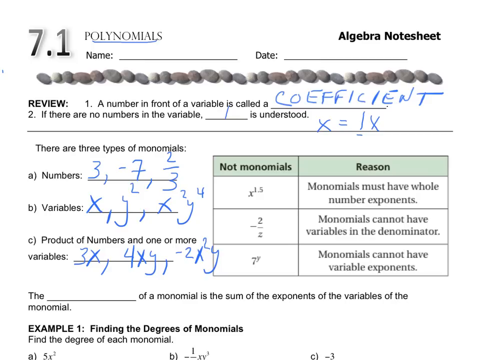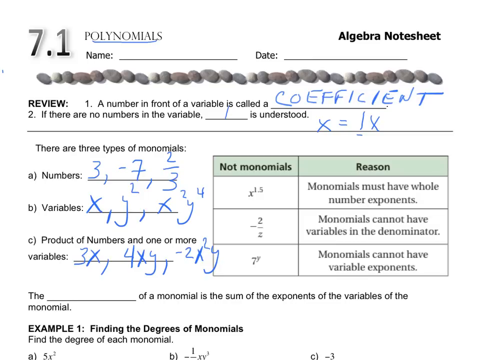Notice in the chart to the right that we have some things that look like monomials, but they're really not. A monomial has to have whole number exponents. So in the case of the first one, x to the 1½ or 3/2 would not be considered a monomial because it needs to be a whole number exponent. The second one, monomials cannot have variables in the denominator. So if it has a variable in the denominator, then it's not a monomial. And we also cannot have variable exponents. So 7 to the y power cannot be a monomial.